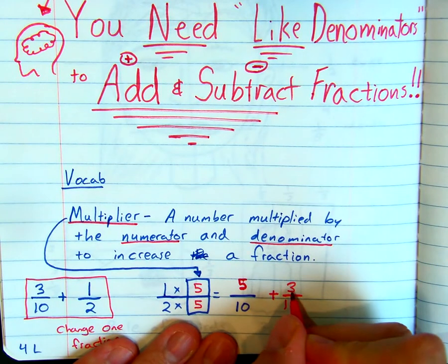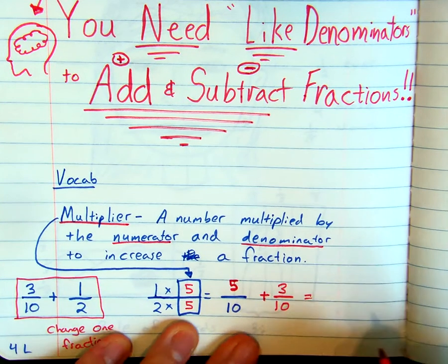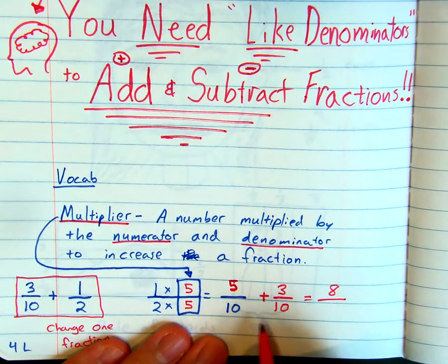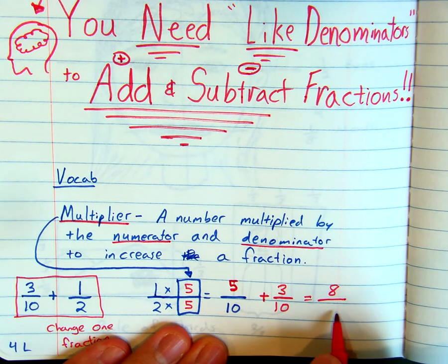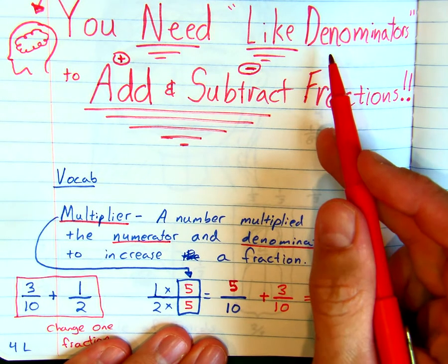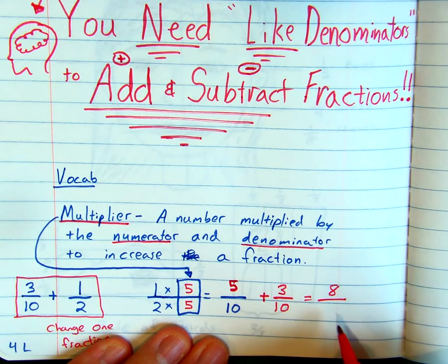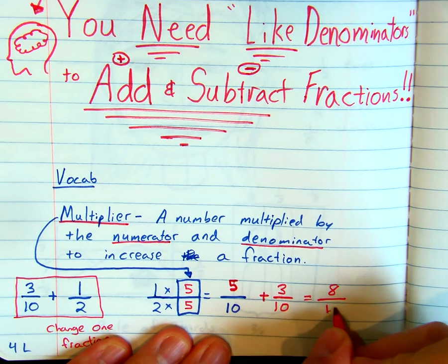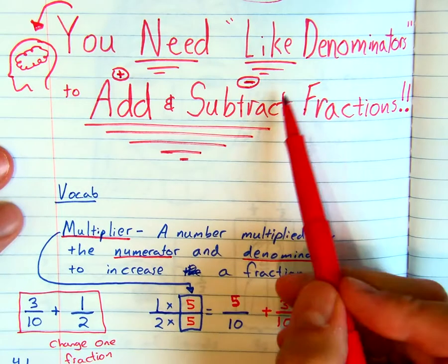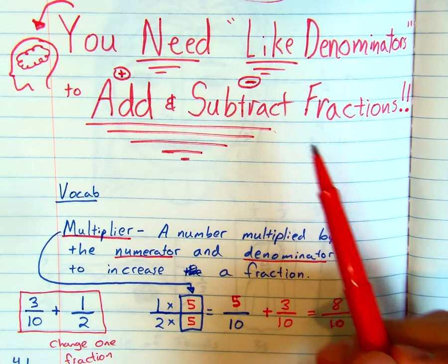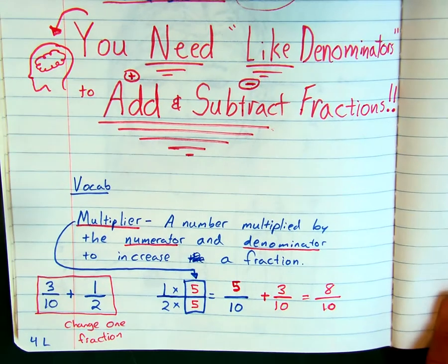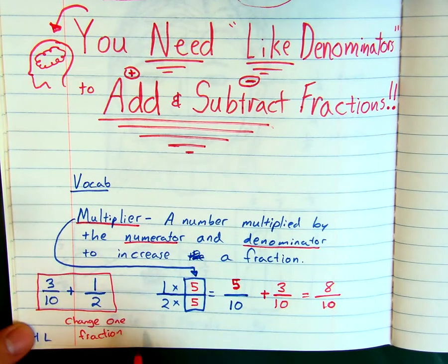5 plus 3, I can do it. I get 8. And here's the other thing we have to remember. The denominator doesn't change in the answer. The reason we need like denominators as addends is that the answer will be the same denominator. So we're not actually adding the denominator. And again, you've got to know this for adding and subtracting, because when we get to multiplying and dividing, it's totally different. All right? So this is an example of changing one addend or one subtrahend.